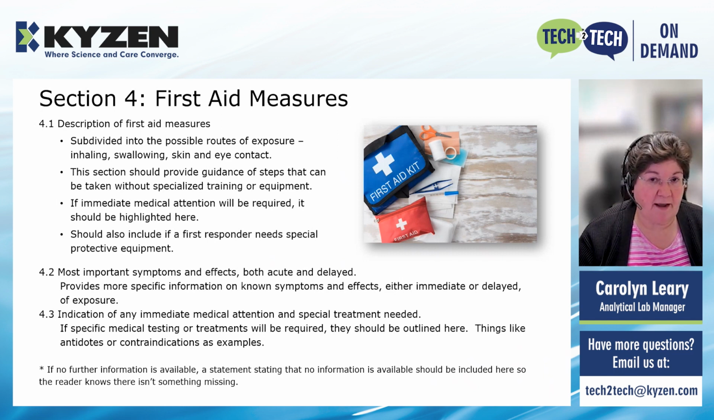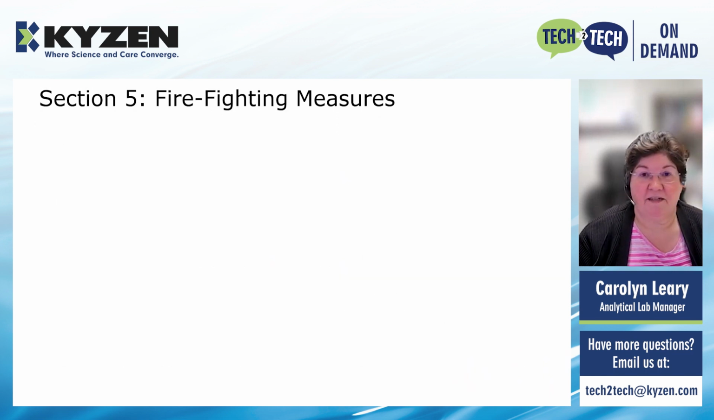But if there's no known hazards, just a simple phrase is acceptable to be listed here, stating that no hazards known or not applicable, but they have to keep the segment there just so that the user knows they didn't forget it. Moving on to section 5, these are firefighting measures.